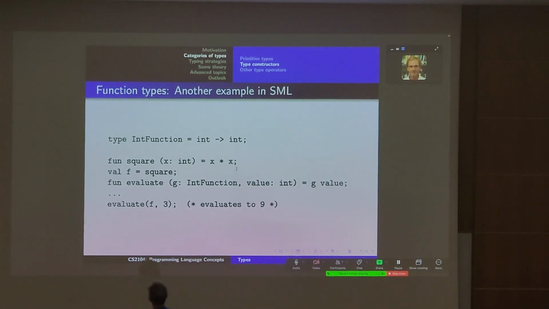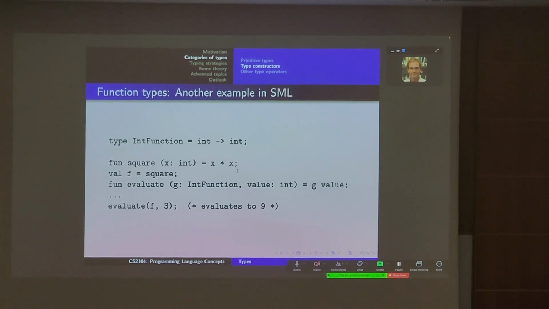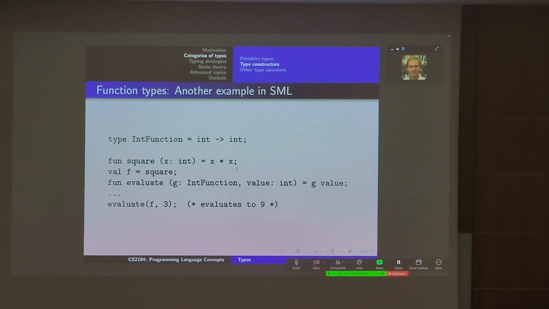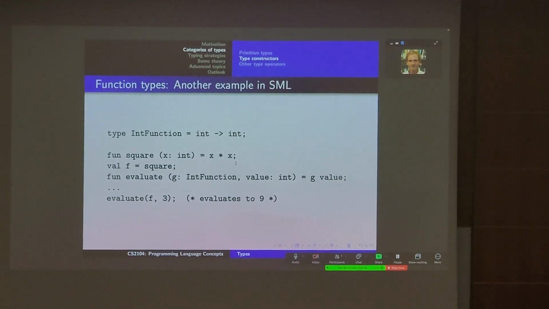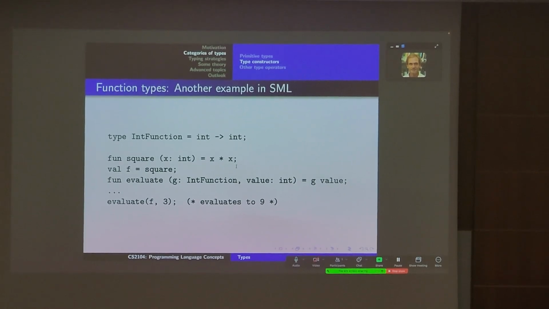Other examples: you can explicitly give a name to a type in many languages. So here's another example in SML. You give the name int function to the type int to int. That means functions that take an integer and return an integer. And then you can do things like this. You can define the square function. And now the system knows that the function square has the argument int. It has the body x times x. That means the result type is int also. Integer times integer should be an integer.